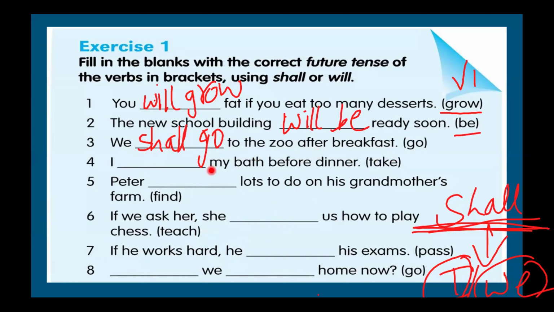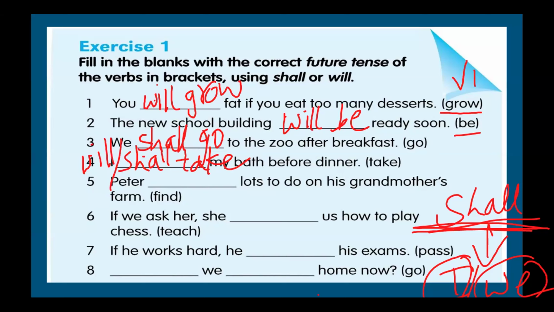I dash my bath before dinner. I shall take a bath, or I will take a bath. I will take a bath or I shall take my bath before dinner.